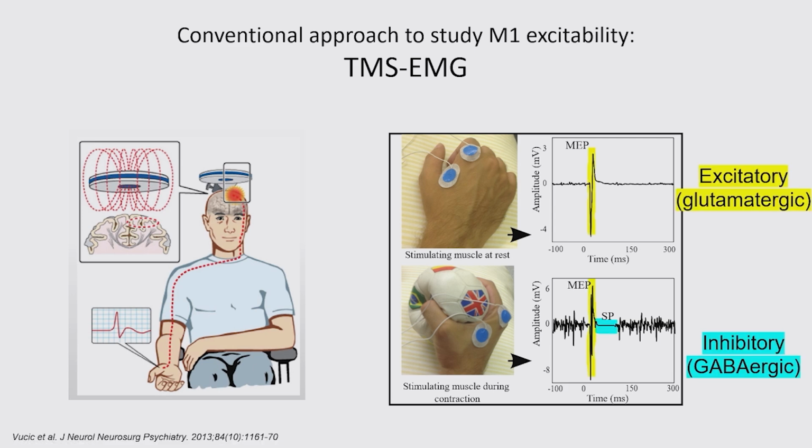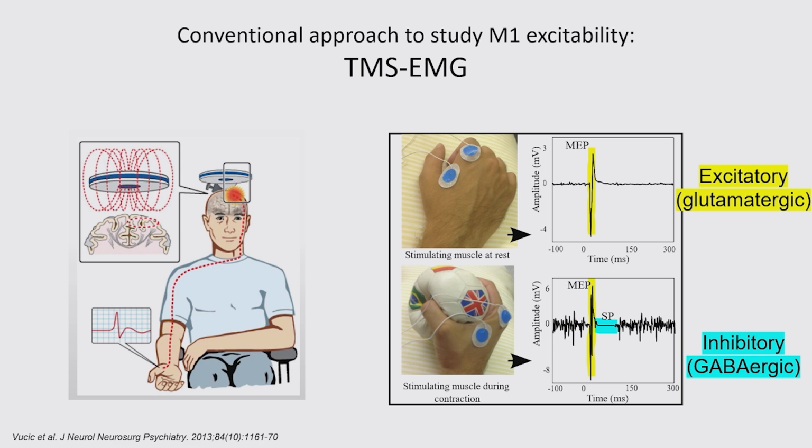Considering excitability, there are indications that the MEP reflects the function of the excitatory glutamatergic system, whereas the silent period is more associated with the inhibitory GABAergic system. So if you use these measures to study motor cortical excitability, basically the higher the excitability, the higher the MEP amplitude. Similarly with the silent period, the longer the silent period duration.